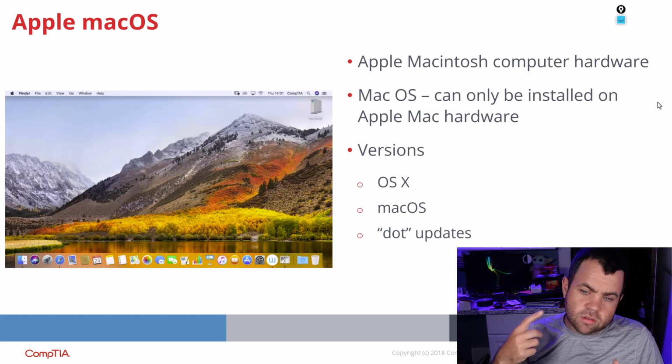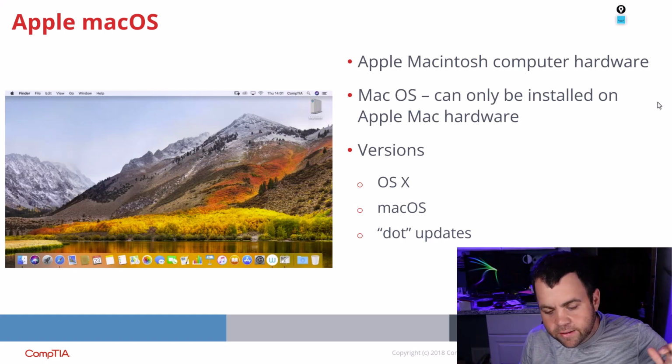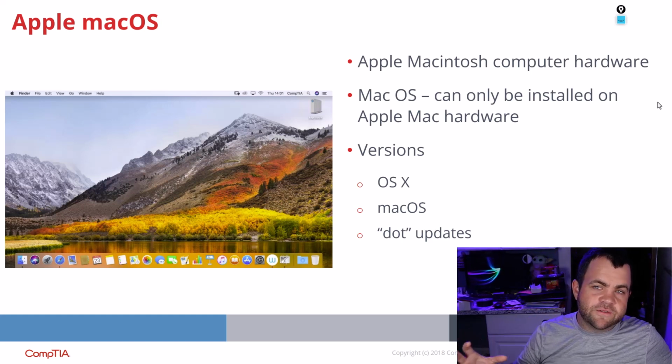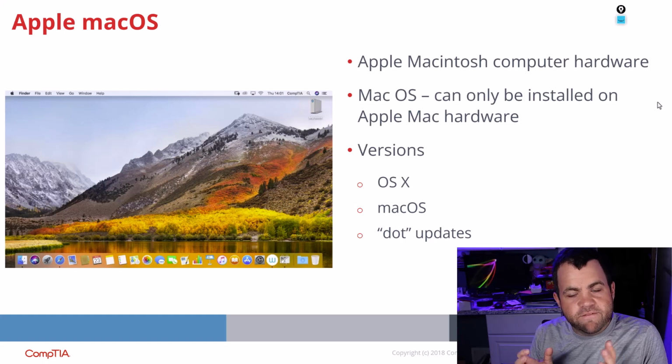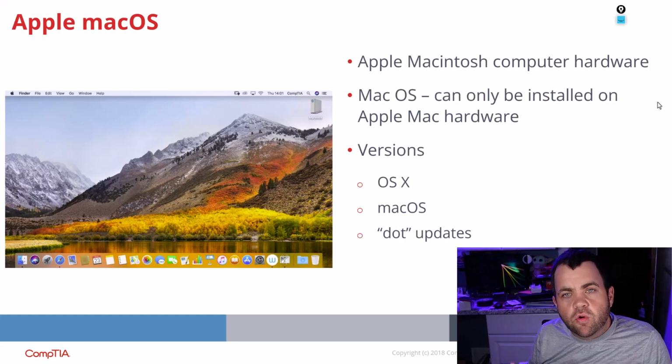Whereas Apple has to worry about Apple. They don't have to worry about Dell. They don't have to worry about HP, Acer, Asus, all these different hardware brands that are going to put different components inside. They have full control over that entire process. So they know what CPU is in there, so they can optimize their operating system for that CPU.